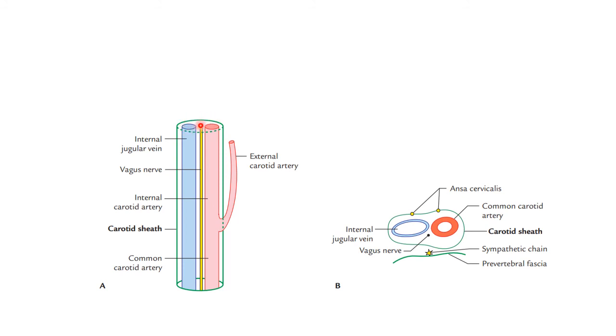If we take the cross section, we can see the relations. This is the ansa cervicalis, which we will be studying in the cervical plexus. So the ansa cervicalis is embedded in the anterior wall of the sheath. The sympathetic chain, this is the sympathetic chain, is closely related to the posterior wall of the sheath and is plastered to the prevertebral fascia. So that was about the carotid sheath.